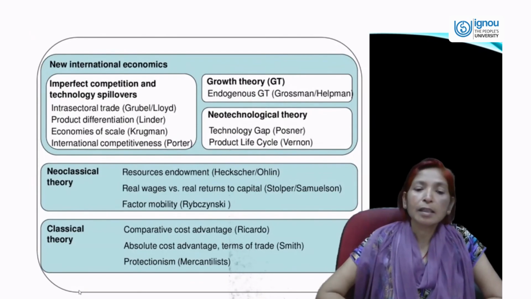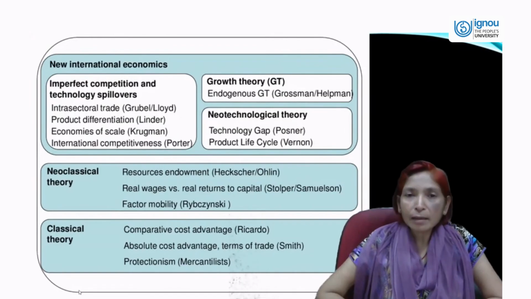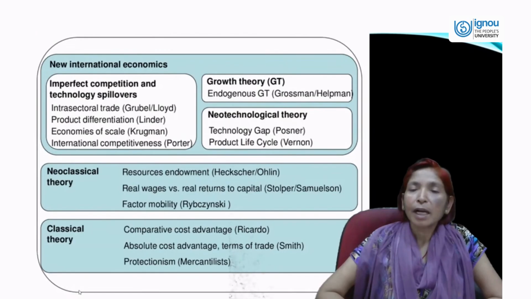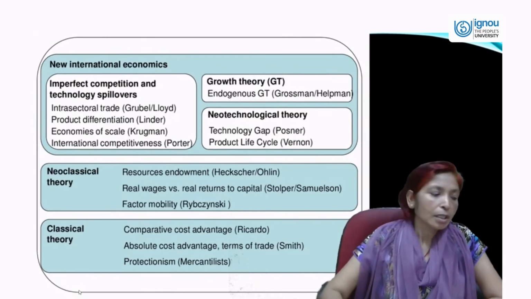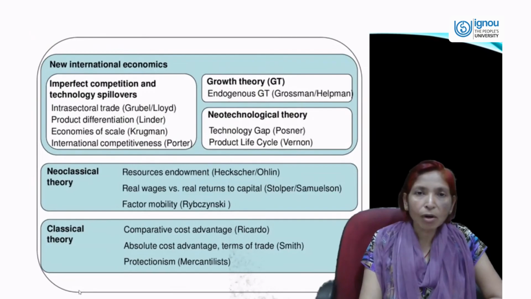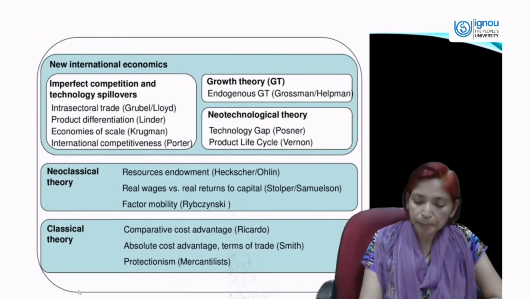Next is classical theory, in which Ricardo or Ricardian theory and Adam Smith theory are included. According to Ricardo, there is a comparative cost advantage, and international trade takes place between countries by comparative cost advantages. And Adam Smith's theory is absolute cost advantage. And protectionism theory is a mercantilism theory in which trade is preferred with some restrictions. If government imposes some restrictions on trade, that is called protectionist trade theory.